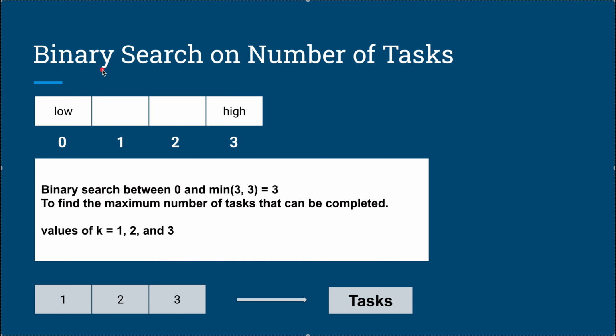Now it's time to understand the binary search on the number of tasks. What are the number of tasks? We have been given the tasks 1 2 and 3. And I'm saying that low we will set to 0 and high we will find as the minimum of the length of the tasks and the length of the workers. So the length of tasks and the length of workers is 3. So to find the number of tasks that can be completed, k can be 1, 2 or 3. You may be surprised what is the meaning of low that we are taking as 0. Why are we not starting from 1?